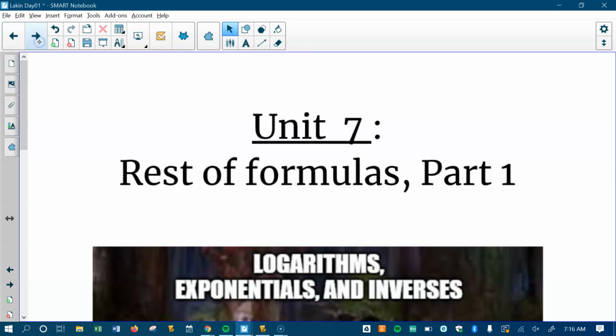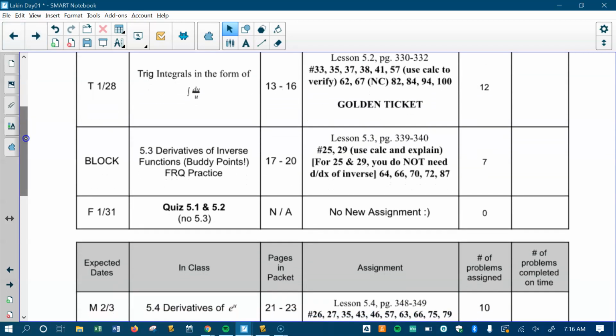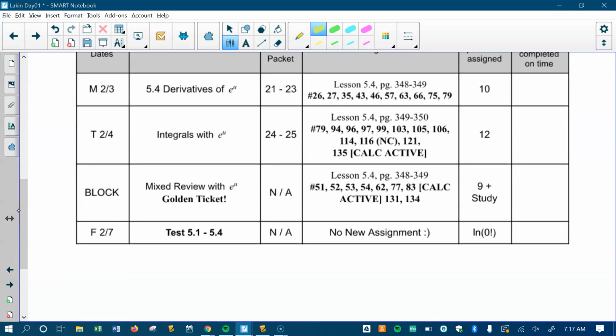Let's go and get going here. Actually, let's do one more thing here. So we've got a quiz on 2 sections, but it covers a lot of content on Friday. And then we're going to have a test on 5.1 to 5.4 on February 7th.